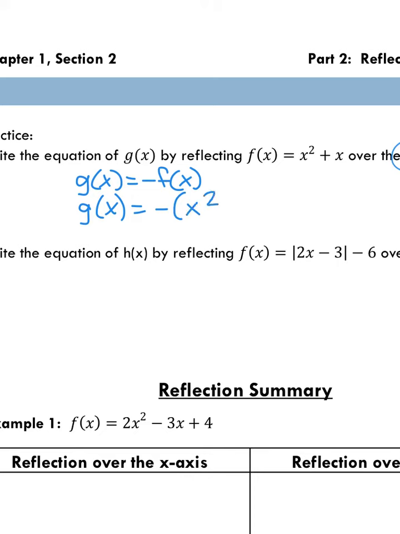So g of x equals the opposite of this entire function here. We've got x squared plus x. So we have to distribute. So we're going to end up with -x squared minus x.